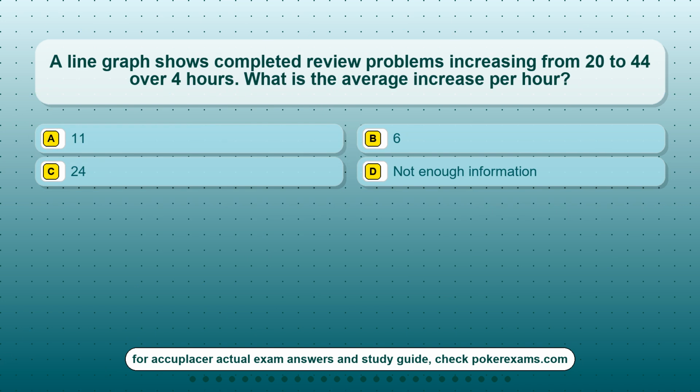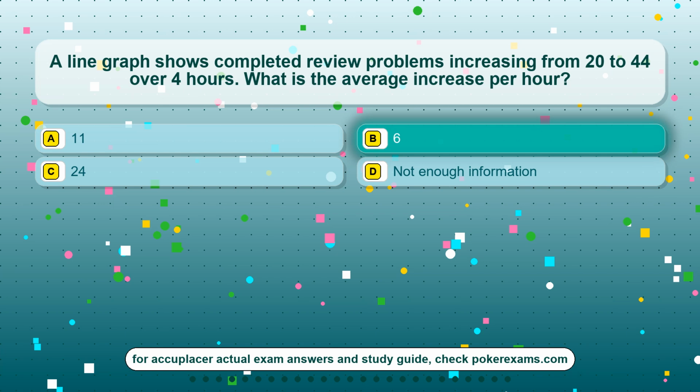Question 5. A line graph shows completed review problems increasing from 20 to 44 over 4 hours. What is the average increase per hour? Option A, 11. Option B, 6. Option C, 24. Option D, not enough information.